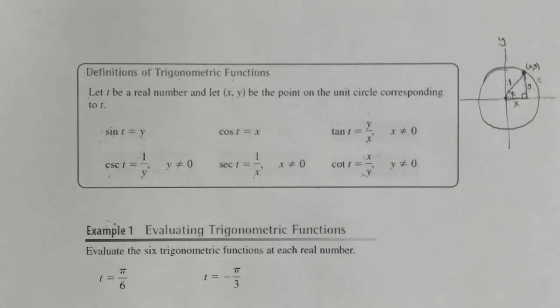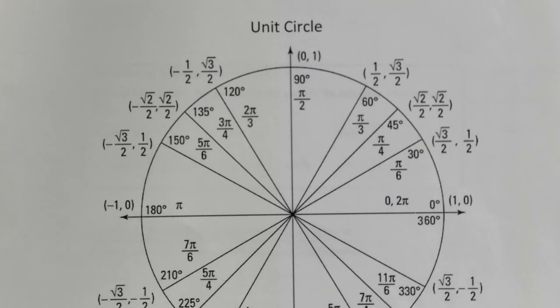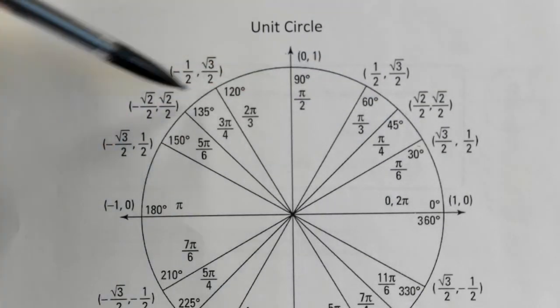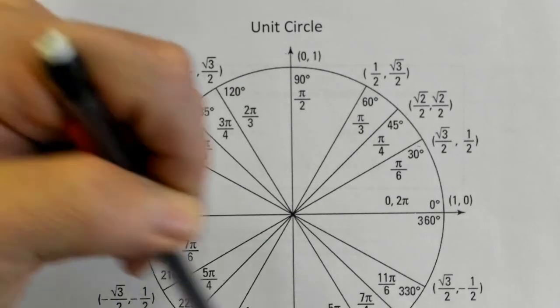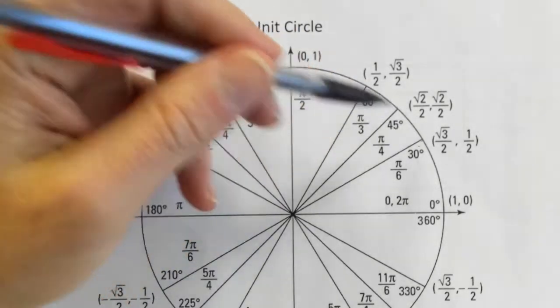Okay, so now, before we actually go into problems, let me show you how that relates to the unit circle. The unit circle has key degree measures and points on it that make it easier for us to determine the trigonometric value at that point.